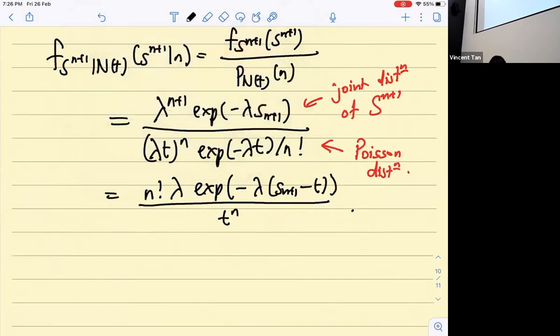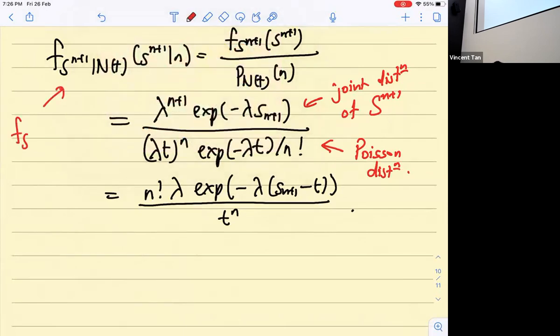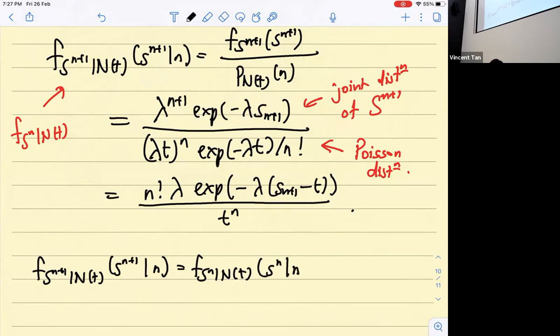Okay, so now we need to do a little bit of adjustment. Because we desire f of S_n given N(t) = n, but this is S_{n+1}. So we need to do a slight bit of adjustment, only of the indices. So now we have f of S_{n+1} given N(t) = n is equal to f of S_n given N(t) = n. We need to compensate with something: f of S_{n+1} given S_n, N(t) = n.